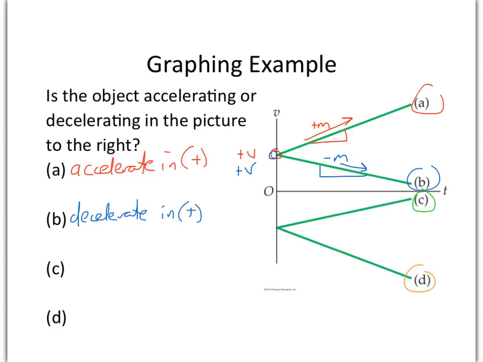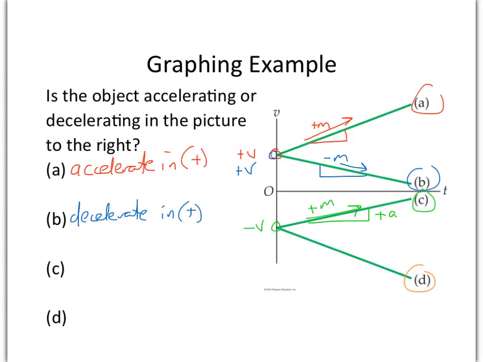All right, how about C? Well, it starts out right here with a negative velocity, right? It's below 0. But we have a positive slope right there. Okay? So originally it was going in the negative direction, but it's got a positive change in velocity over change in time. That means it's got a positive acceleration, right?